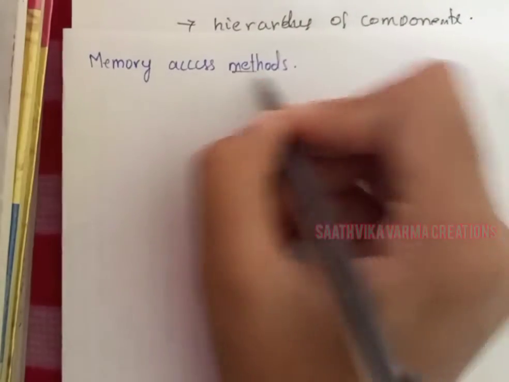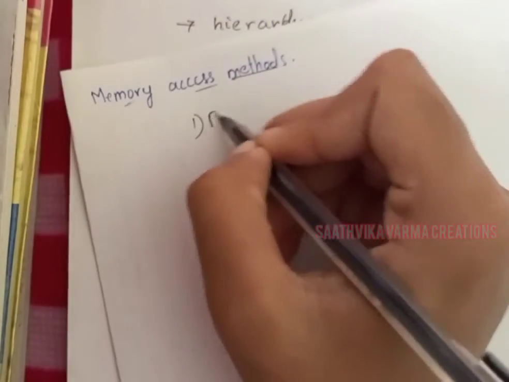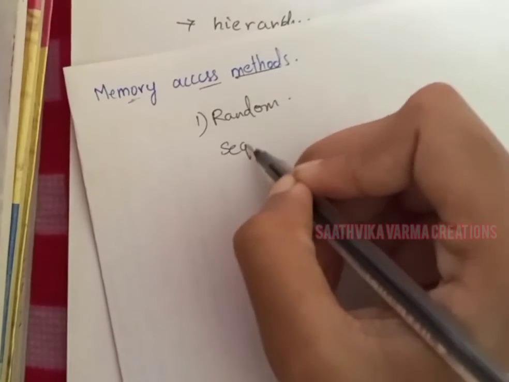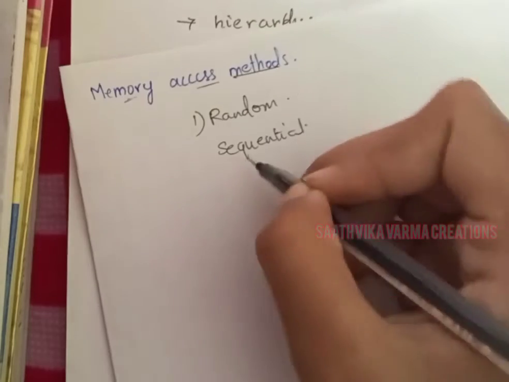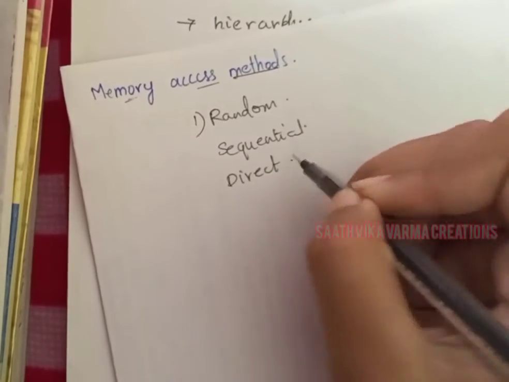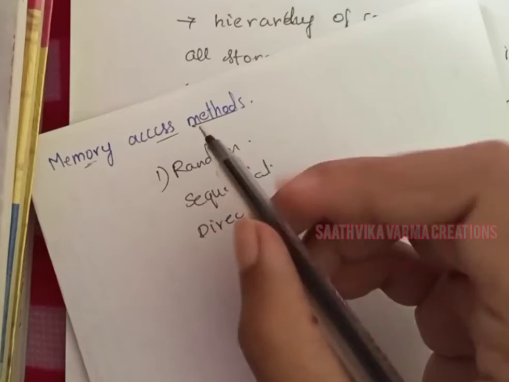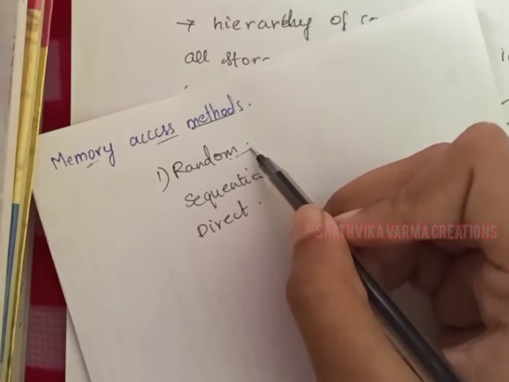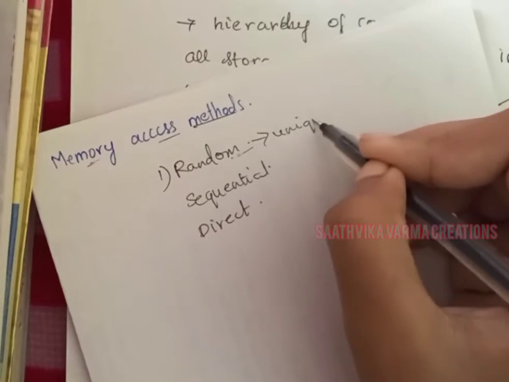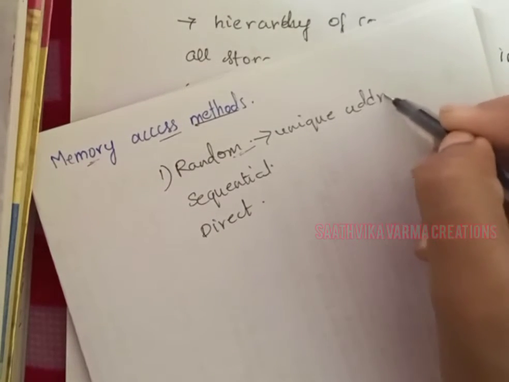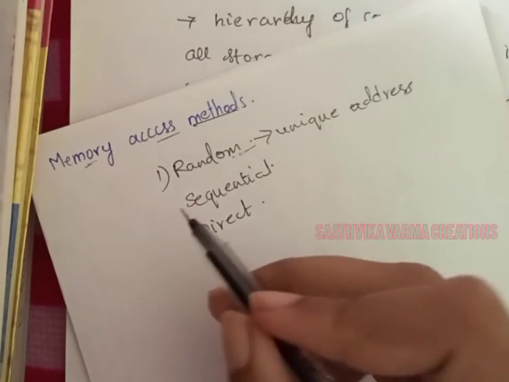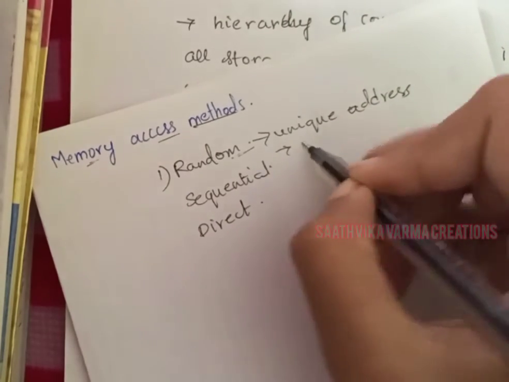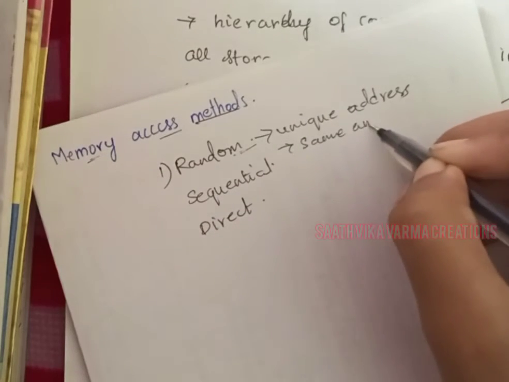There are three types of memory access methods. The first one is random access, the second one is sequential access, and the third one is direct access. Main memories are random access memories, in which each memory location has a unique address. Using this unique address, any memory location can be reached in the same amount of time.